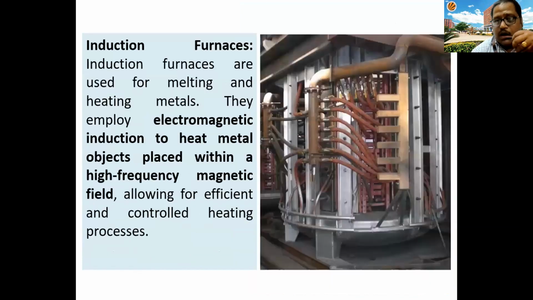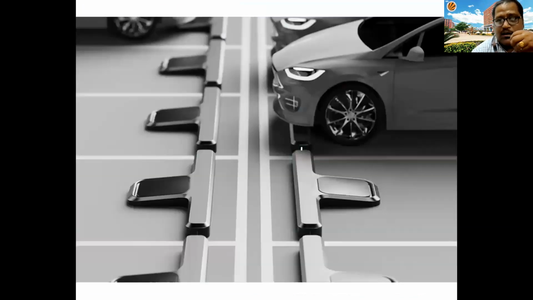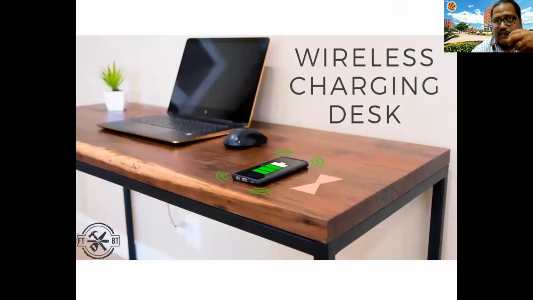Okay, and see this diagram. This is a wireless charging disk. Okay, 10 years back, if someone was talking about a wireless charging disk, it was a matter of joke, but now this is available. We are using this with the help of this concept.